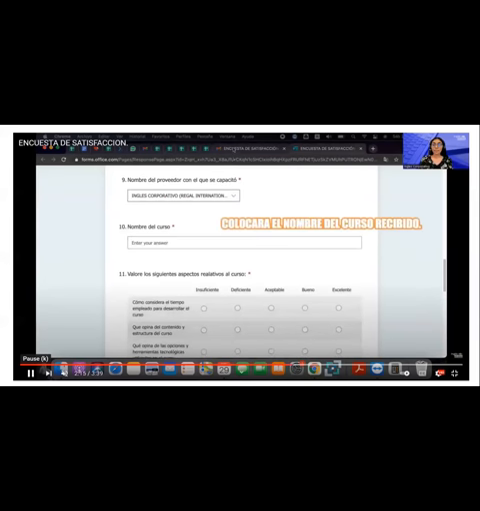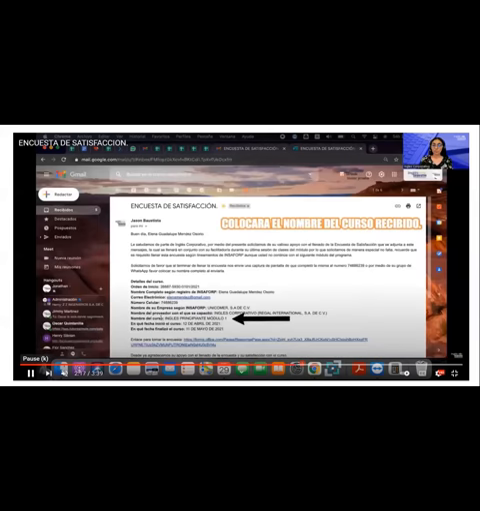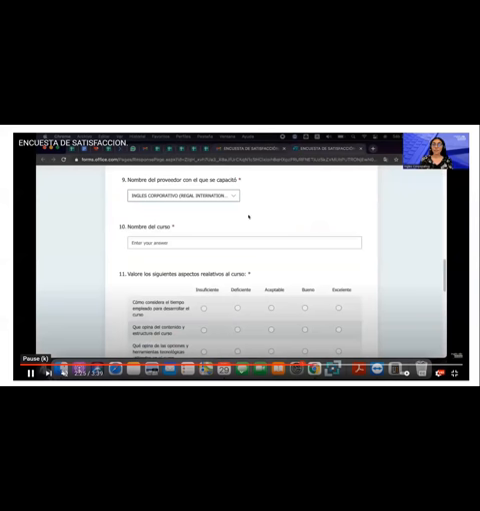Y en el siguiente punto, vamos a colocar el nombre del curso. De igual manera, vamos a colocarlo tal cual está en la información que nosotros hemos proporcionado, tanto por correo electrónico y por WhatsApp. Vamos a copiar el número del curso y vamos a colocar.